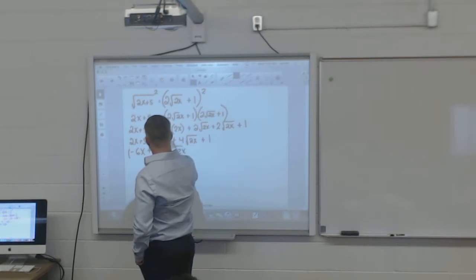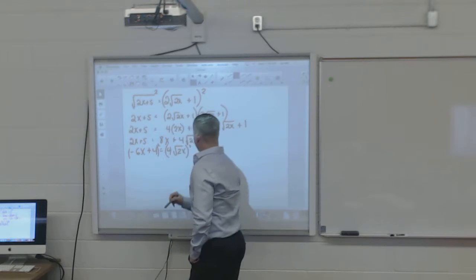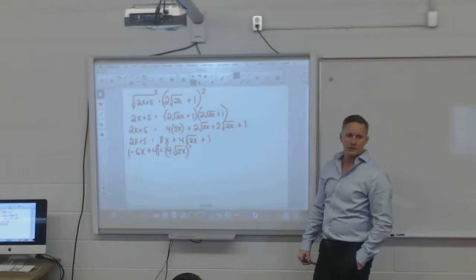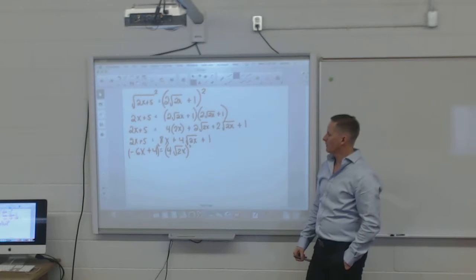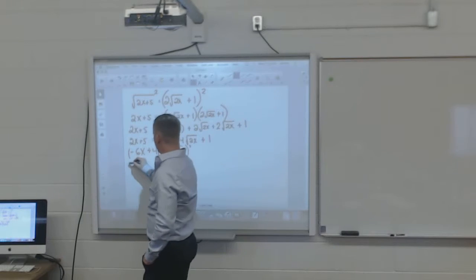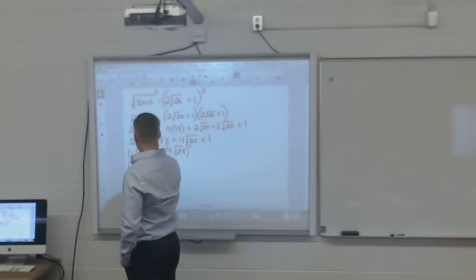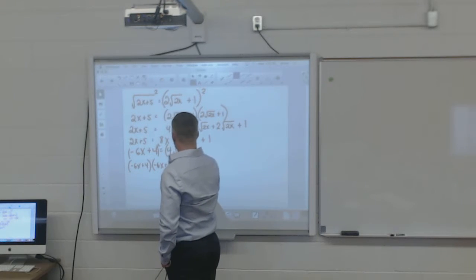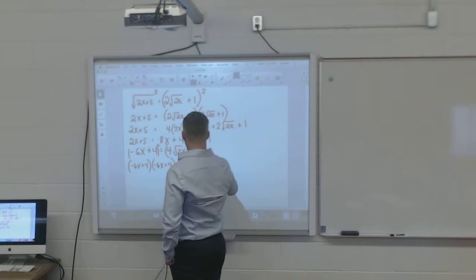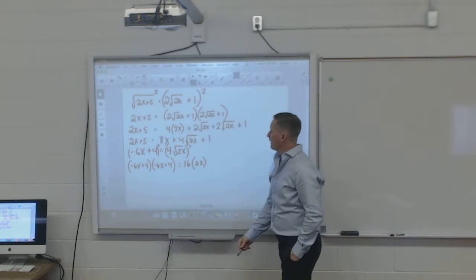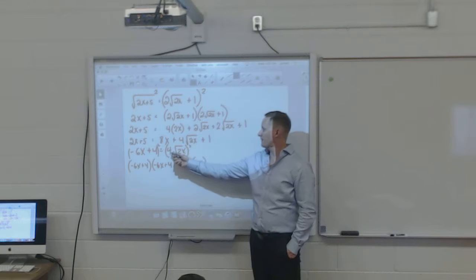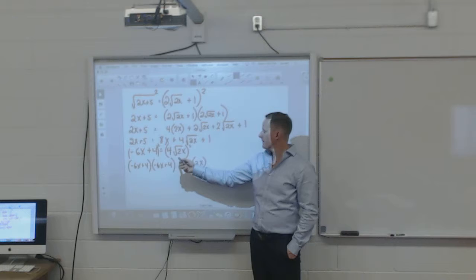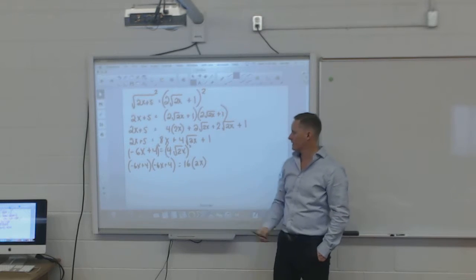Get rid of the square root, square everything again. These questions are really long. They're not tough, but they're long. So now I have negative 6x plus 4 times negative 6x plus 4 equals 16 times 2x. Okay, 4 squared is 16. I often see students forgetting to square that value. You gotta make sure you square it. And root 2x squared is just 2x.